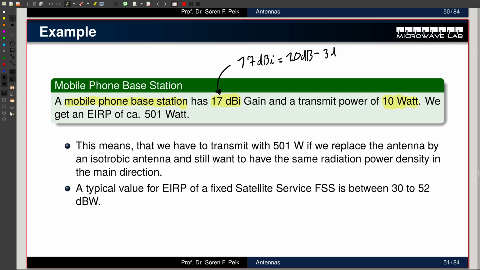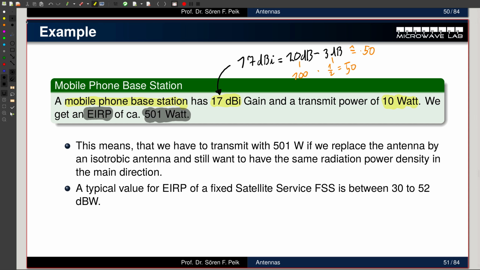minus 3 dB. When you remember from bachelor, you can convert this and then multiply in the absolute domain. 20 dB is factor 100. 3 dB is factor 2, but it's minus, so it's 1/2, so we get factor 50. So 17 dBi is nothing else but factor 50 in absolute values. That means when I have 10 watts here, that gives me 500 watts. And since I use the exact value, it's 501 watts absolute power as EIRP.